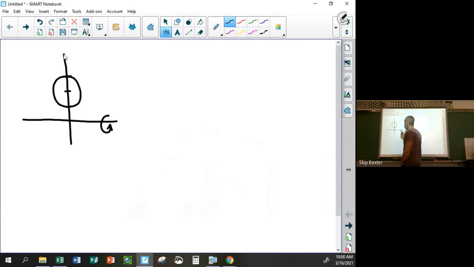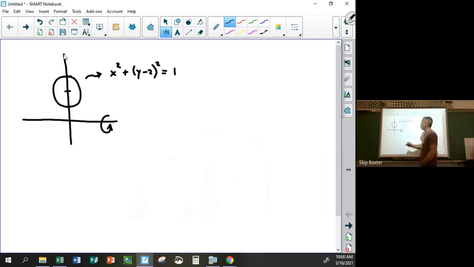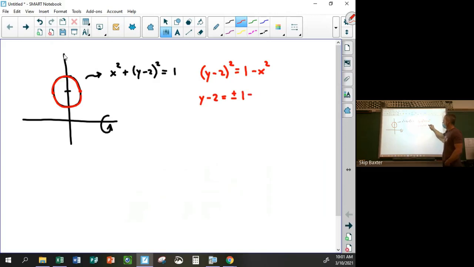The equation of this circle: its center is at (0, 2), so it's x squared plus (y minus 2) squared equals 1. How do we do that? We could solve this for y, because we need functions of x. You need to split this into the top semicircle and the bottom semicircle. Solving for y, (y minus 2) squared equals 1 minus x squared. Square root both sides: y minus 2 equals plus or minus the square root of 1 minus x squared. So y equals plus or minus the square root of 1 minus x squared, plus 2. The plus part is the upper semicircle, and the minus part is the lower semicircle.